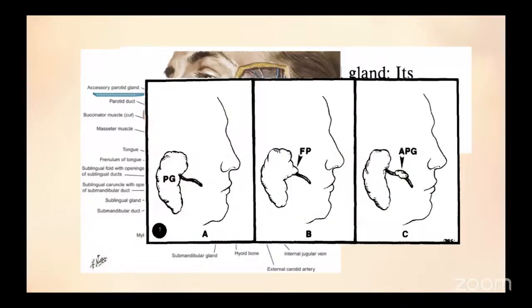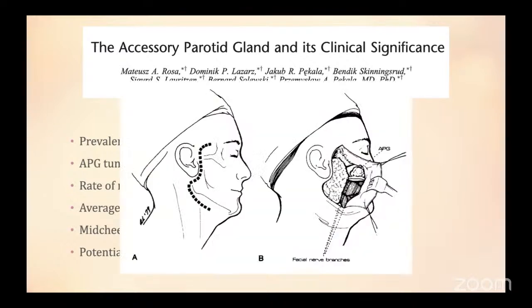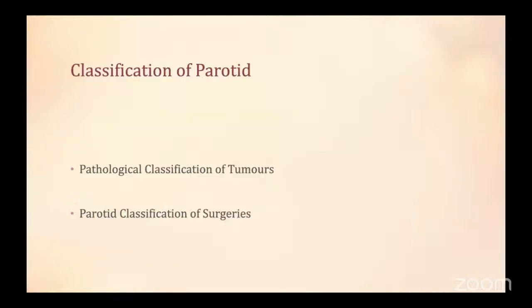It has a prevalence of around 30%, and accessory parotid gland tumors comprise 1 to 8% of the parotid tumors. The rate of malignancy in the accessory parotid gland tumors is as high as 50%, and they classically present as a mid-cheek swelling and are a potential source of tumor recurrence if left behind. So the mid-cheek swelling is best approached with a facelift incision so that the scar is hidden.